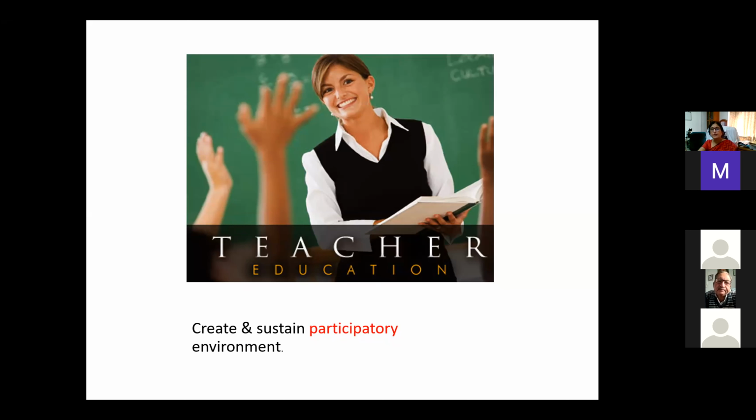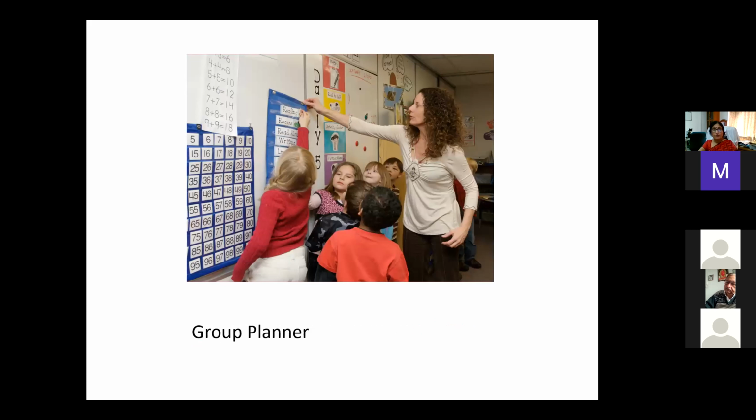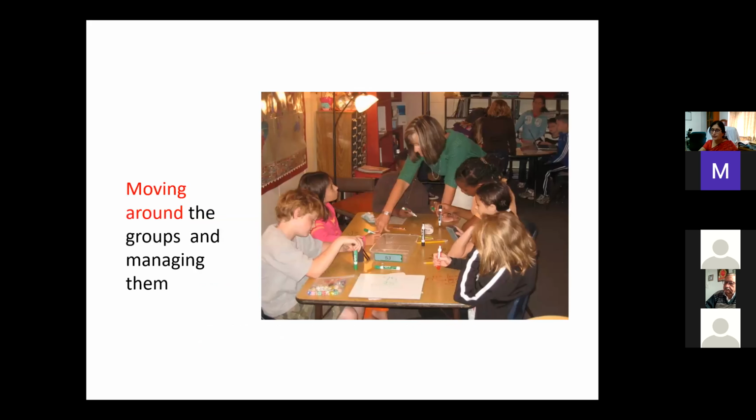Then next, many times you have to trust them. The group discussion should be going on and you can act as a neutral chair. Again, this type of discussion also can be there. So you should be a good planner also for that particular group. Then if there is more than one group, for example many times in workshops, you have to move around the groups and manage them. It should not happen that you are giving attention to only one group.